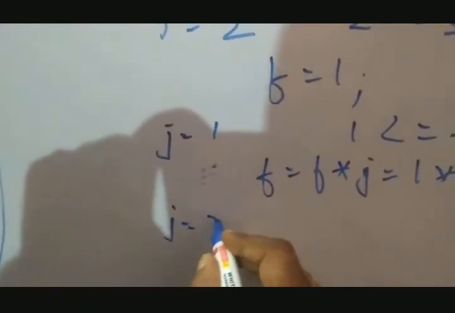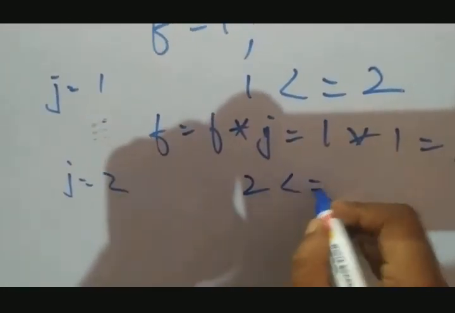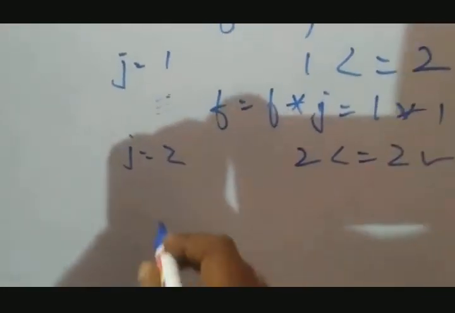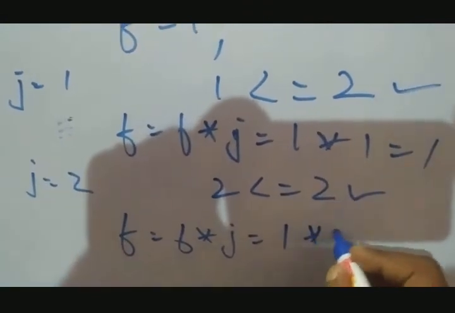Then again j increments from here. The j goes and increments here, and the next value is again checked here. So j equals to 2. 2 is less than equals to 2. True. And then again f into j. What is f's current value? 1. What is the current value of j? It is 2. So it gives 2.